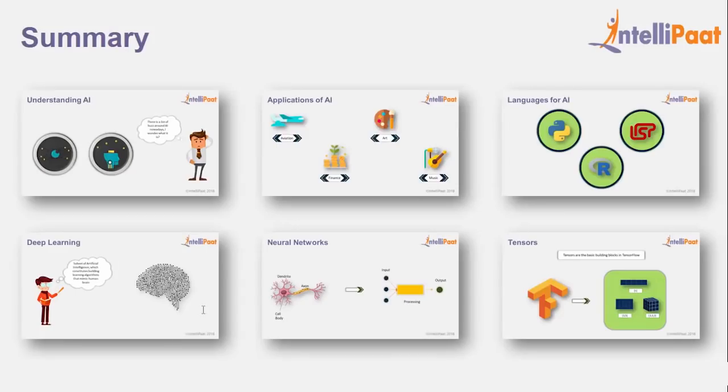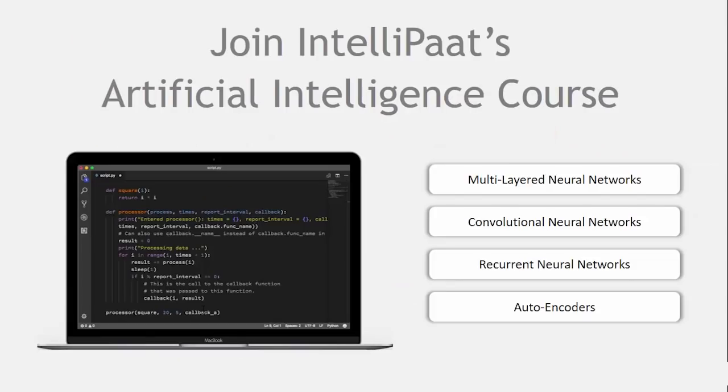Now we are back to our PPT, and this actually brings us to the end of the video. So let's go through the brief summary. We started off by understanding what exactly is AI. Then we looked at some applications of AI, following which we looked at different languages to implement AI. And then we understood what exactly is deep learning. And we understood how we could implement deep learning with neural networks. And finally, we understood TensorFlow and implemented some basic concepts in TensorFlow.